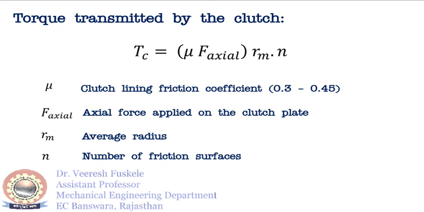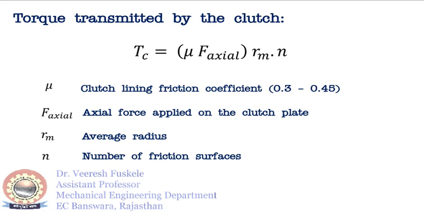The torque that can be transmitted by a clutch is a function of its geometry and the magnitude of the actuating force applied, as well as the condition of the contact prevailing between the members. The geometry means the dimensions. What will be the inner radius and the outer radius? Similarly, the magnitude of the actuating force, that means the axial force, which is applied to keep the clutch plate in contact with the flywheel, and also the contact prevailing between the members, that means depending on the clutch lining friction coefficient.